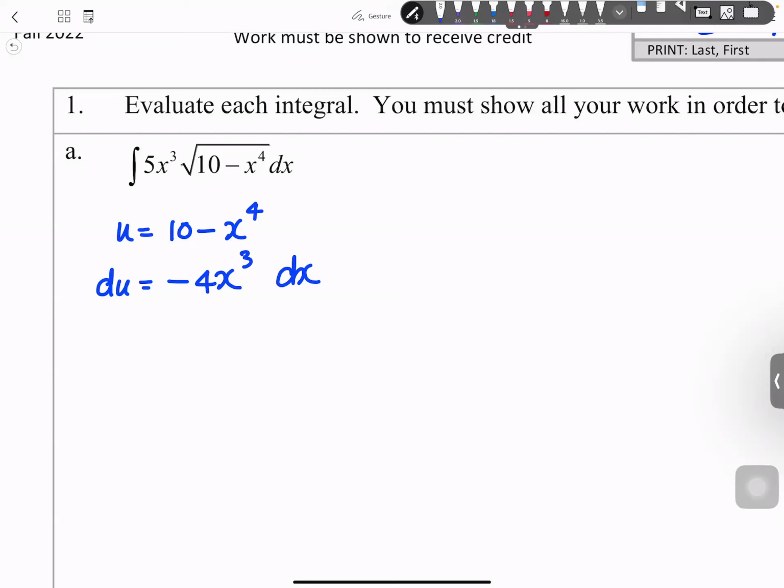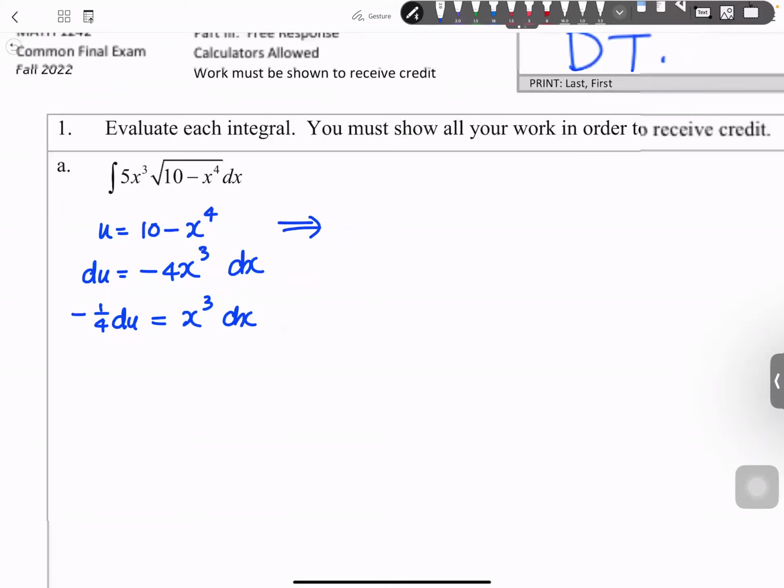So I tell you what, let's just take that negative 4 to the other side. So negative 1 over 4 du is equal to x cubed dx. All right, here we go. Let's substitute. So I'm going to have the integral of 5 times the square root of u. So the x cubed dx is going to get replaced by a negative 1 over 4 du.